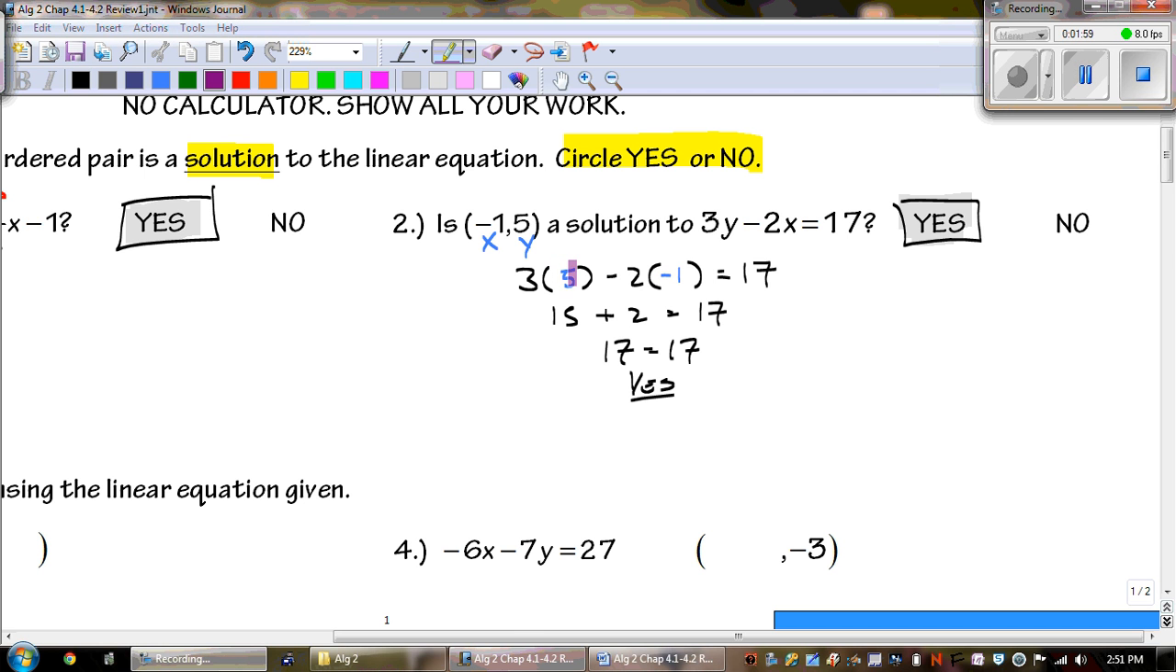Okay, so we plugged in the 5 for the y and the negative 1 for the x. 3 times 5 is 15. Negative 2 times negative 1 is a positive 2, and 15 plus 2 is 17. So we're left with 17 equals 17, which is a true statement. So our answer is yes.